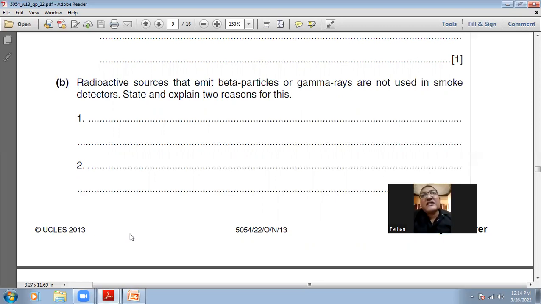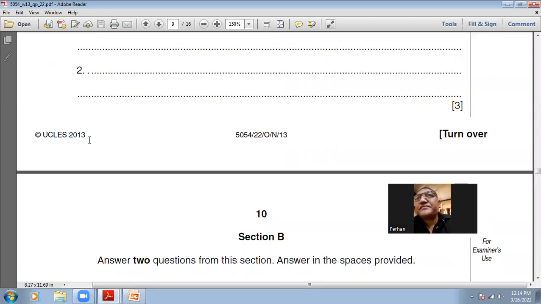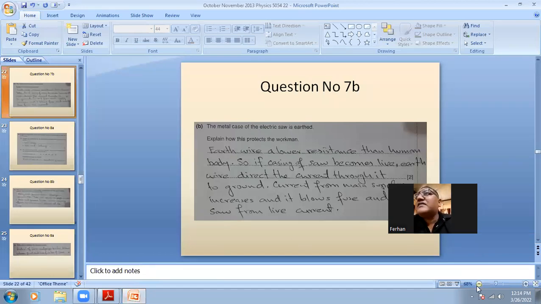Another reason is that the beta particles and the gamma rays have less ionizing power as compared to the alpha particles. So the current through those two plates will be smaller, because the ionization will not be that much if you use beta particles and gamma rays. So there will be a smaller current jumping from one plate to the other plate. So the alarm will start sounding without smoke, because when the current is less, they have put such a circuit. So let me show you my written answer.